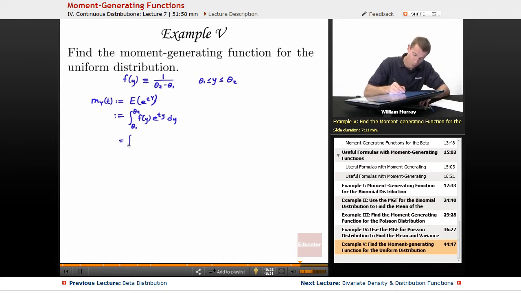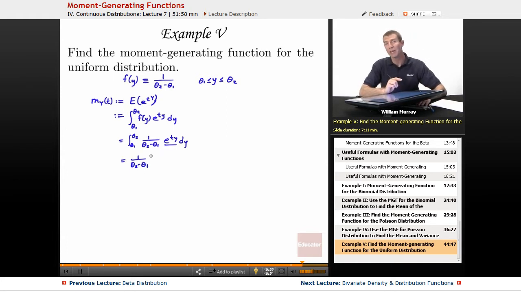So now we just have to do some calculus. This is the integral from theta 1 to theta 2 of f of y, which is 1 over theta 2 minus theta 1. That's just a constant there. Times e to the ty dy. Not such a bad integral. Really not too bad. The answer is 1 over theta 2 minus theta 1. That's a constant, so I can pull it out. Now, what's the integral of e to the ty? Remember here, our variable is y. We're integrating with respect to y.